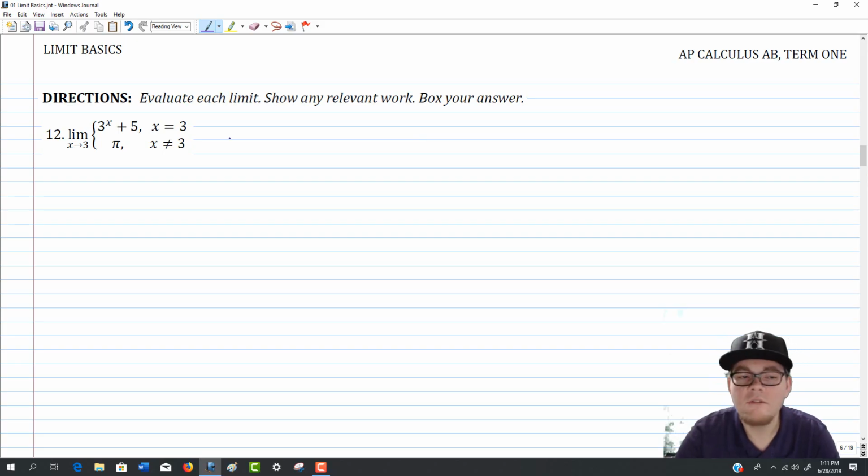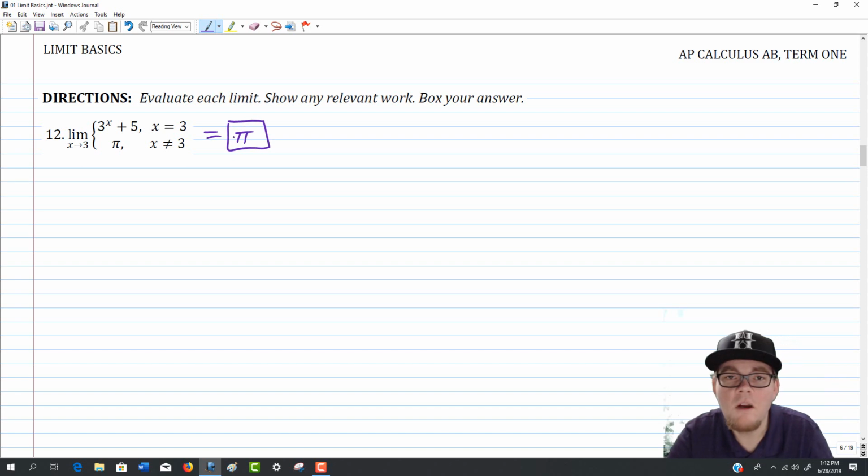And in here, this is always an interesting one for people to get used to. Strangely enough, even though it says x does not equal 3, the answer actually comes from using whichever portion of the piecewise function has x not equal to 3. So in fact, this limit would be equal to pi.